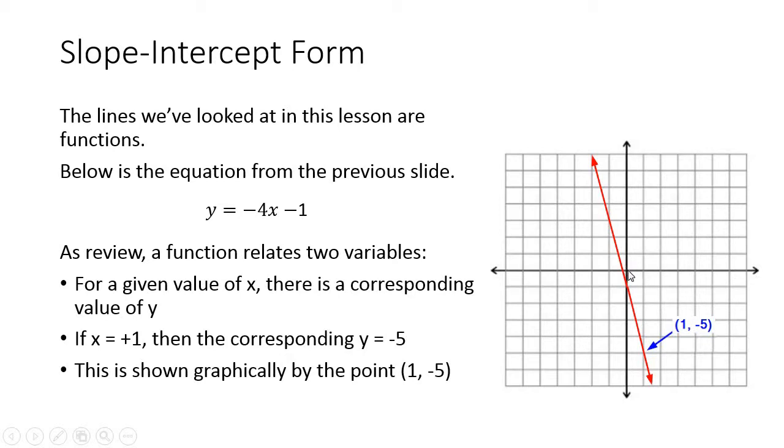An easy one here, x equals 0. You put 0 in for x, that term goes away, and you're just left with y is -1. So another point, of course, is the y-intercept, 0, -1.